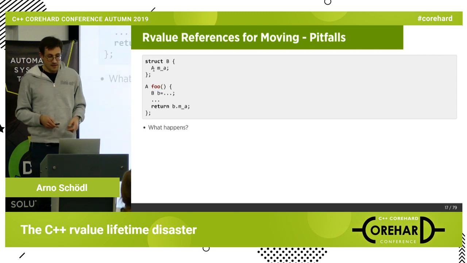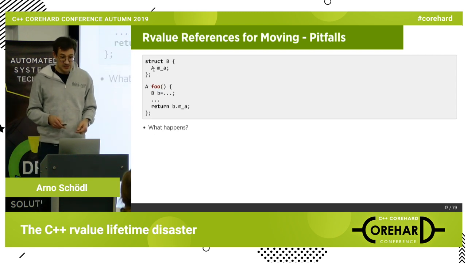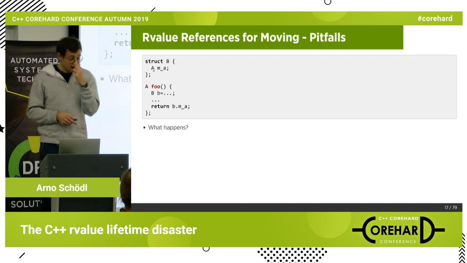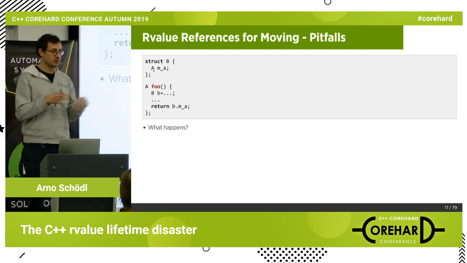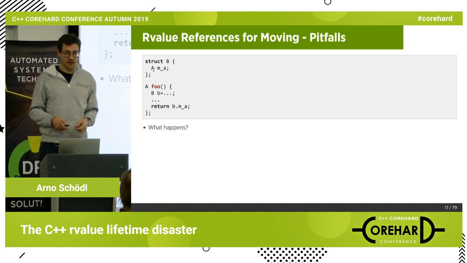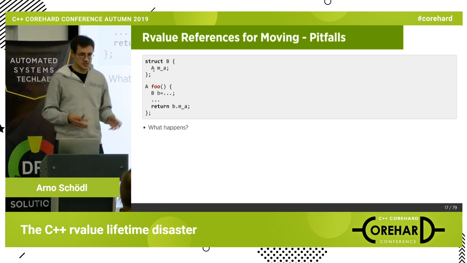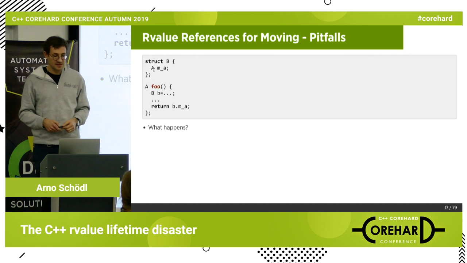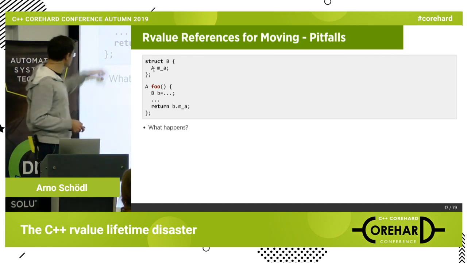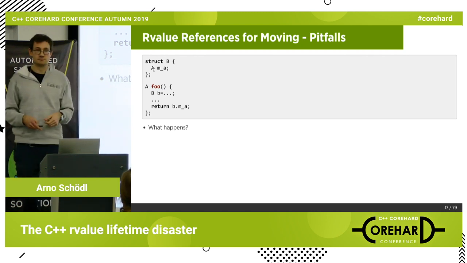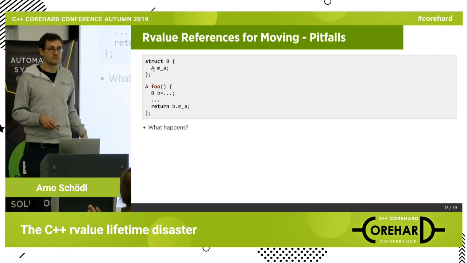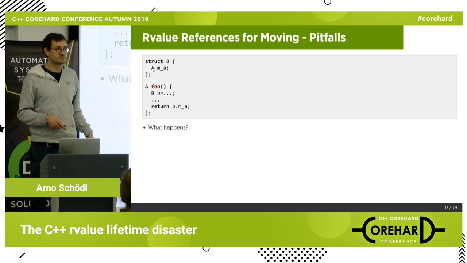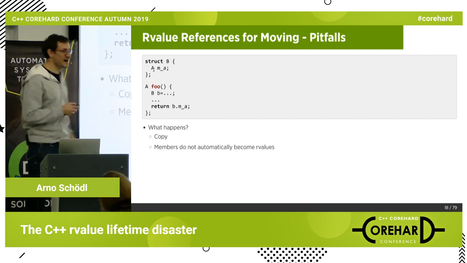Now, before we continue, here's another one. You have a structure B, and it aggregates an A. It's no longer a plain A. You actually have it wrapped into a structure B. And now we play the same game. We have a B, and return b.a. Is that OK? Who thinks it's OK? Who thinks it's not OK? It's not OK. It's a copy.